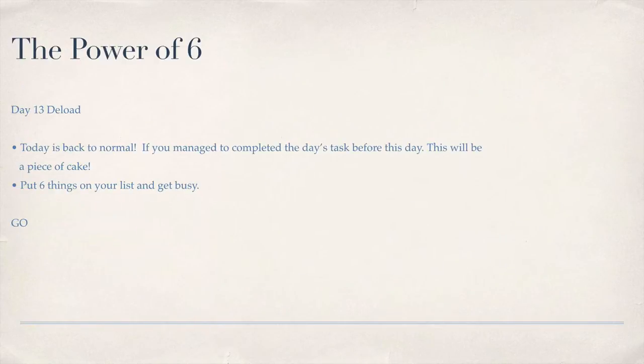Now, day 13 of the deload is back to normal. If you manage to complete the day's task before this day, this will be a piece of cake. Put six things on your list and get busy.